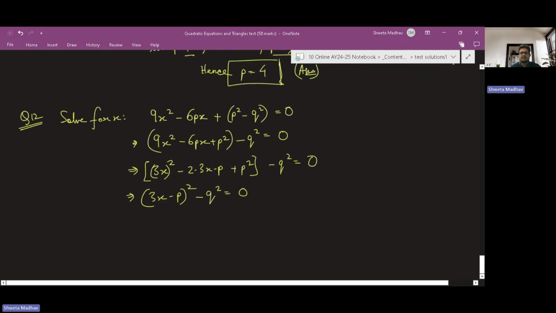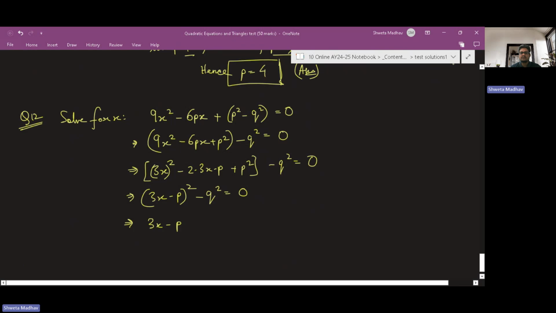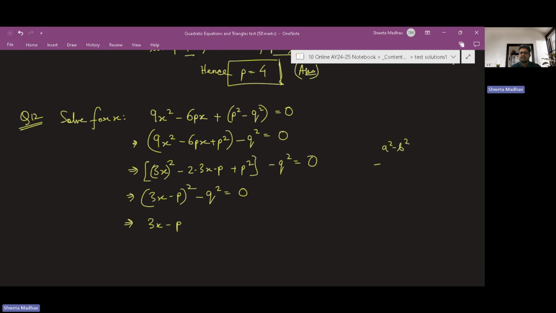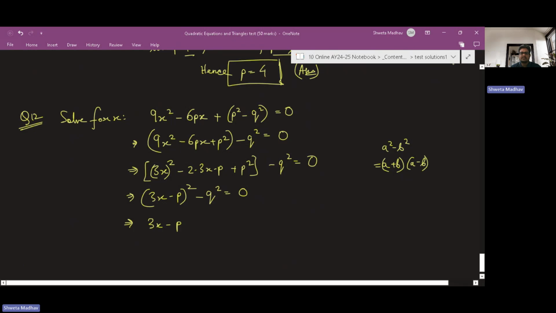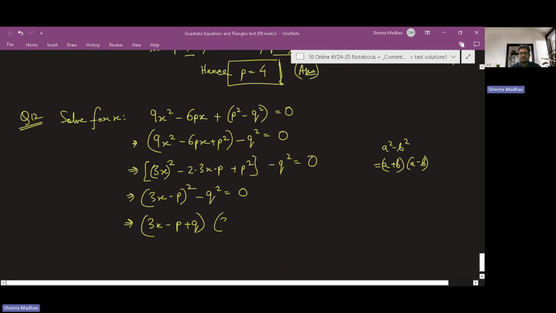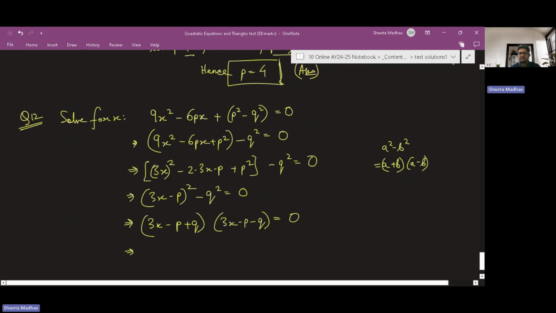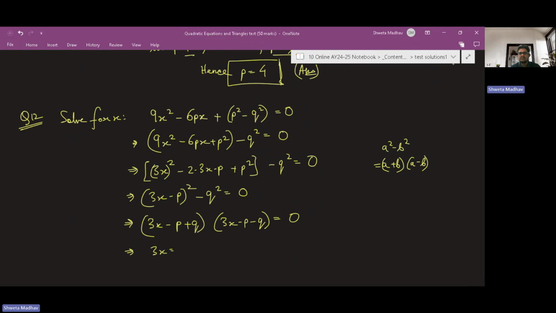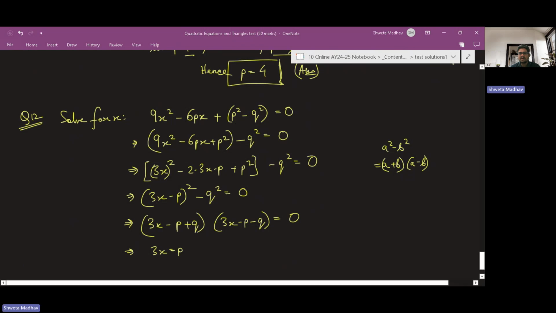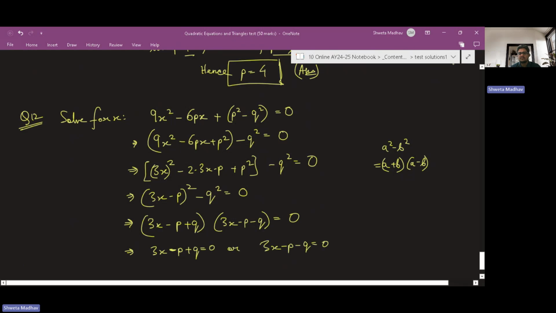So we can say that this is 3x minus p. For a square minus b square, we know that a square minus b square is a plus b into a minus b. So we can factorize it. So this will be 3x minus p plus q into 3x minus p minus q, that is equal to 0. So either 3x minus p plus q equal to 0 or 3x minus p minus q equal to 0.